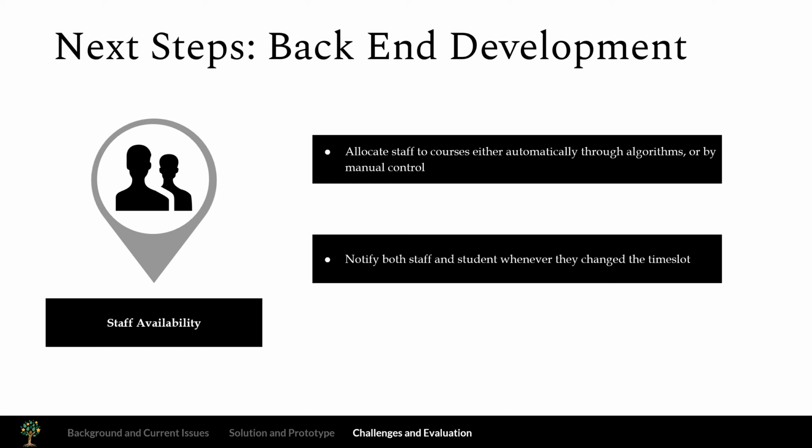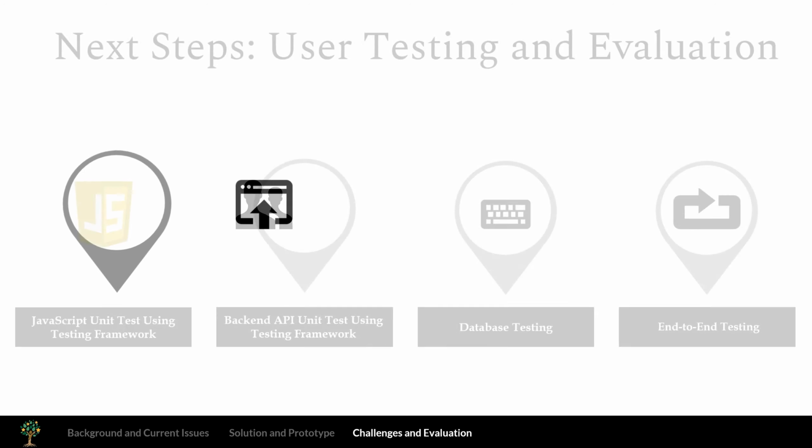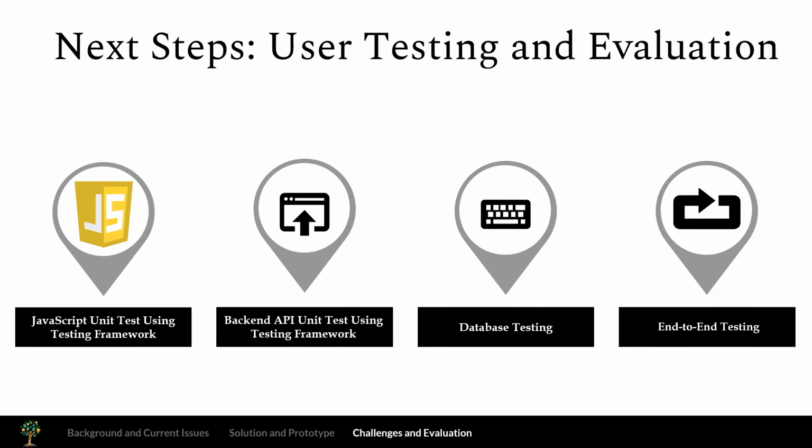The user can also manually assign staff, which we have demonstrated in the prototype. We are also going to implement the mail service function, in which the system will send emails to the users when the course schedule has changed. Now I'll pass the time to Martin to talk about the testing and evaluation of our system.